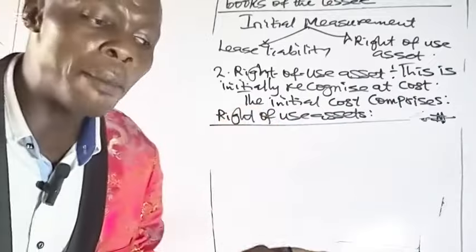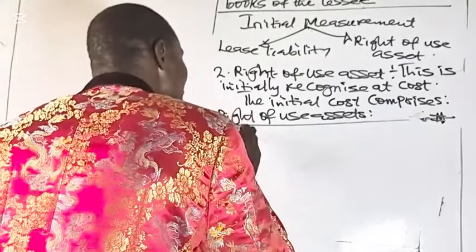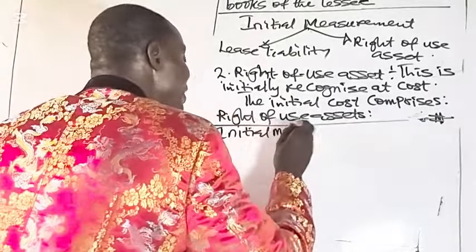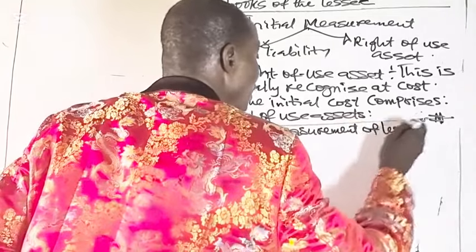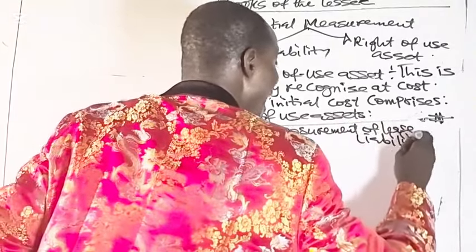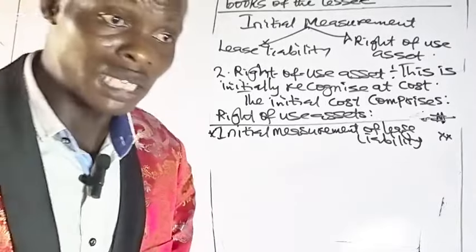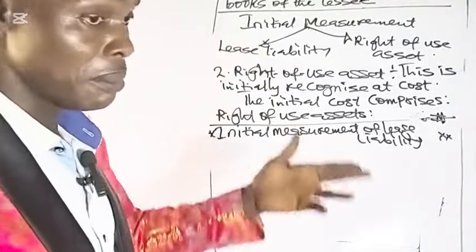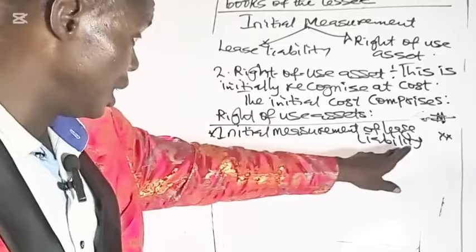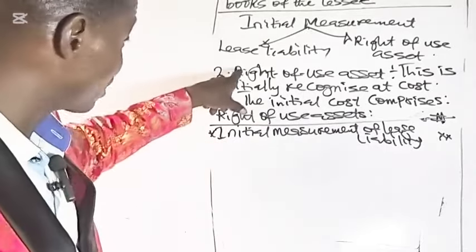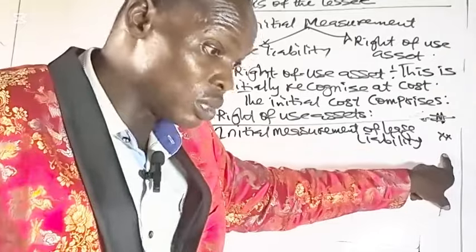Number one is the initial measurement of the lease liability. Remember, I've told you that to initially measure the lease liability, the future lease payments that are yet to be made, you discount them. The present value of the future lease payments gives you the lease liability. That is the value of the lease liability obtained when the cash flows were discounted, and that is what I am referring to here.